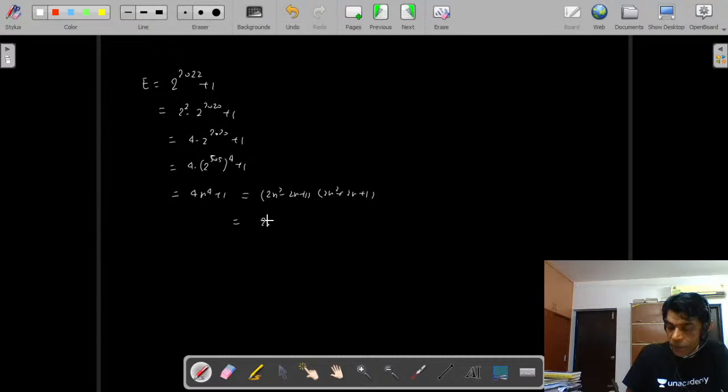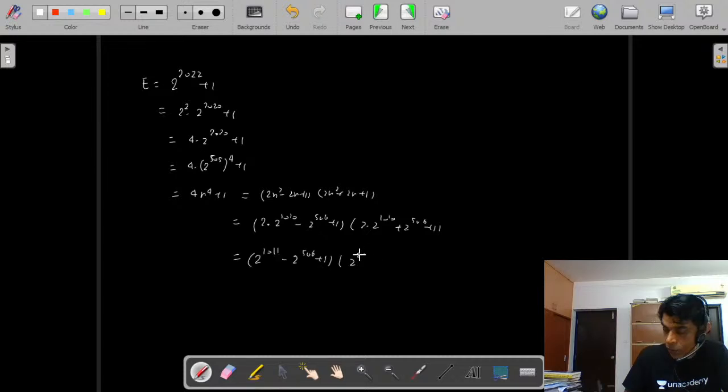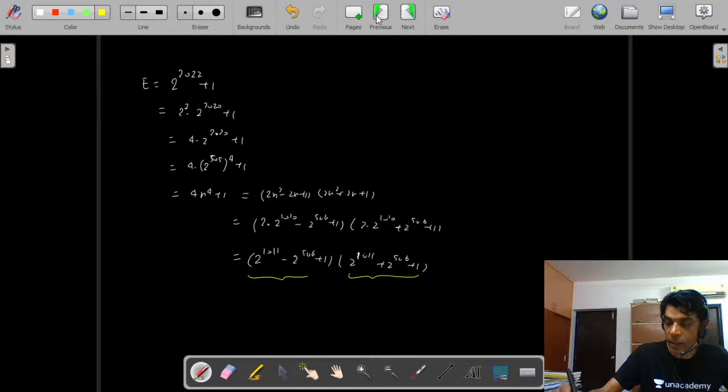2 into n squared, so n is 2 to the 505, so I'll get 2 to the 1010 minus 2 to the 506 plus 1, and here 2 times 2 to the 1010 plus 2 to the 506 plus 1. So I can write 2 to the 1011 minus 2 to the 506 plus 1 and 2 to the 1011 plus 2 to the 506 plus 1. So we have displayed these two positive integers. They said the product of two positive integers whose difference, larger minus smaller. If I take the difference, these all cancel, only these two remain. So the difference will be 2 times 2 to the 506, and so we get 2 to the 507.